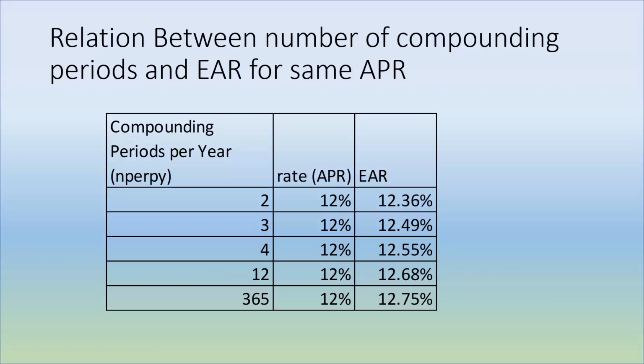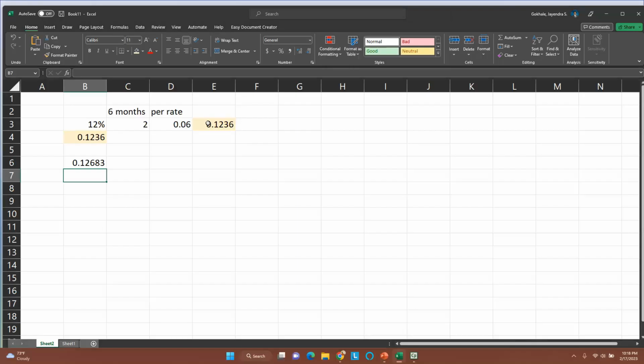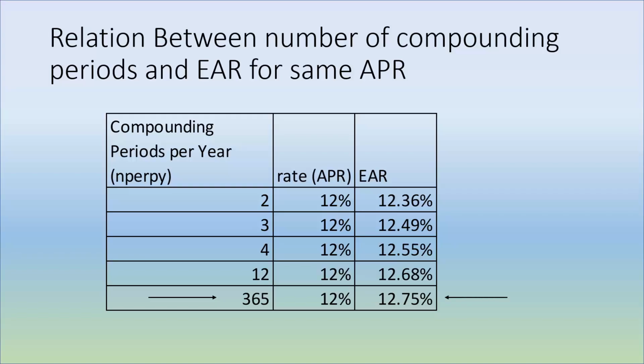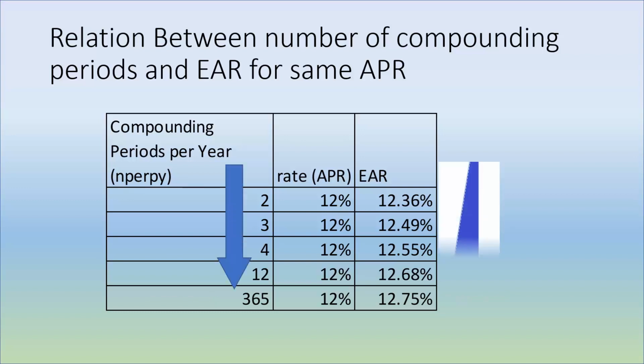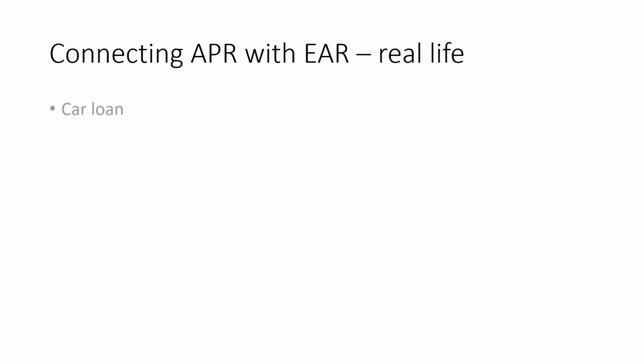And then with daily compounding, that's the most interesting. So we divide it by 365 and raise to the power of 365, 12.75%, which is exactly what we got here. So all in all, the summary is this: as the number of periods per year increases, the effective annual rate also increases. Now we connect APR with EAR and EAR with real life.